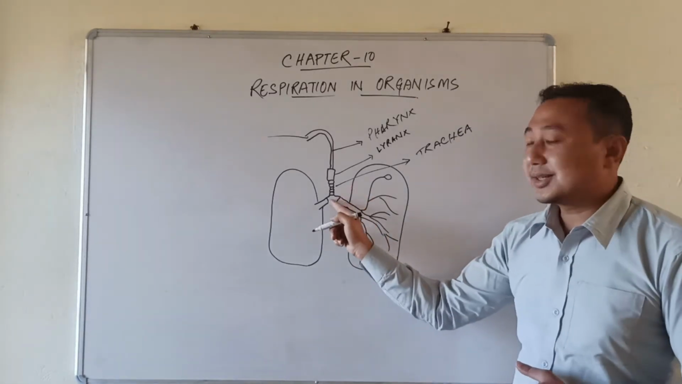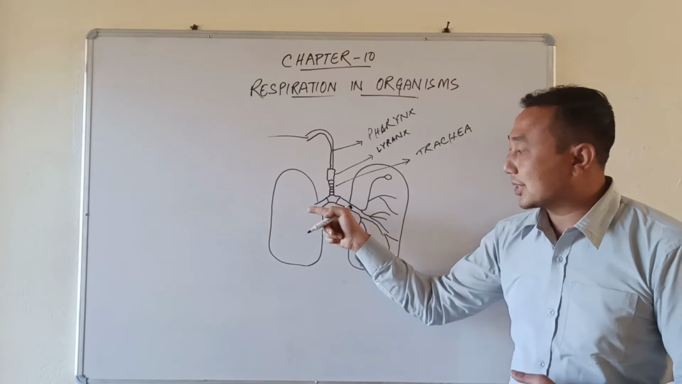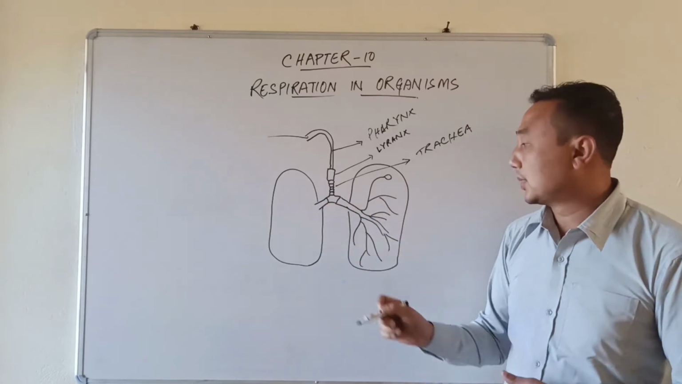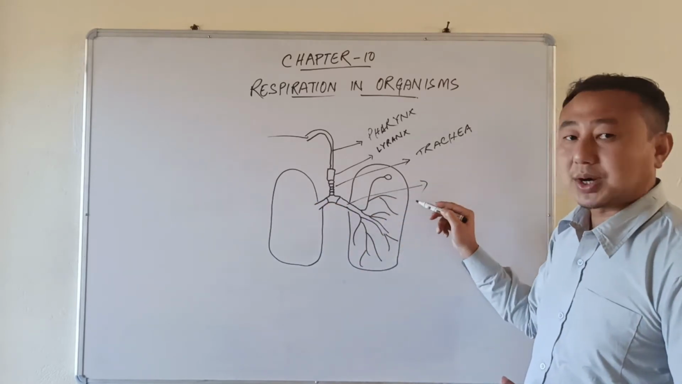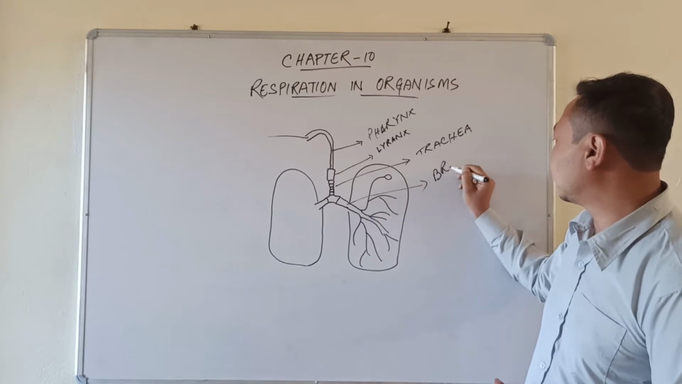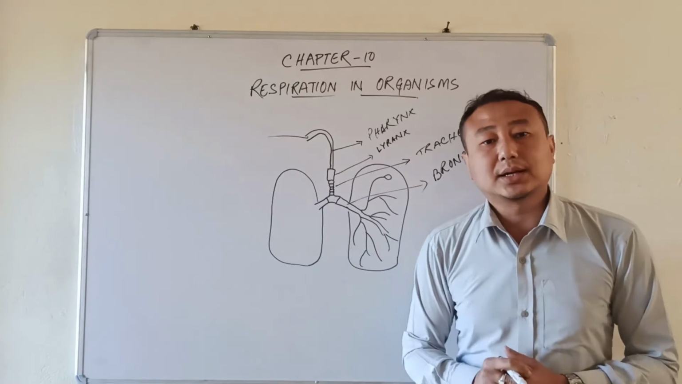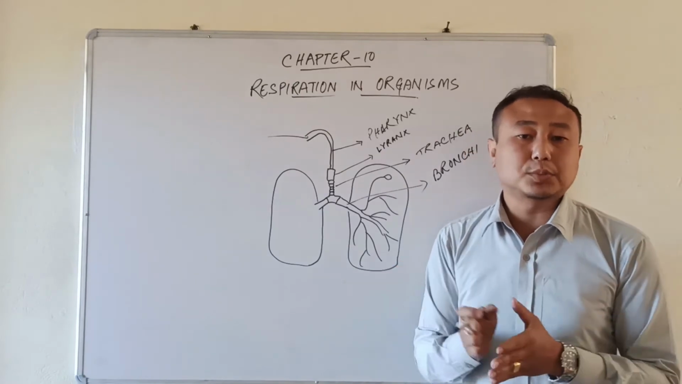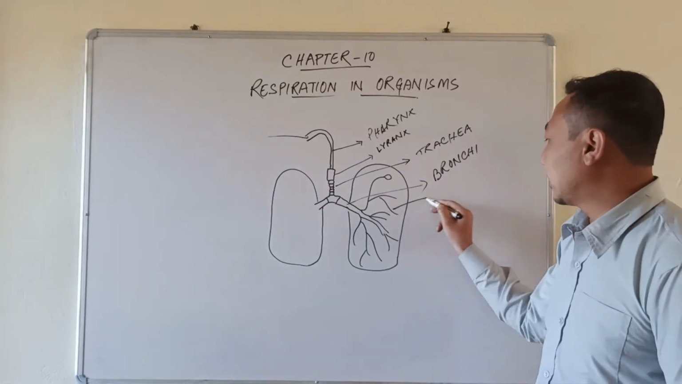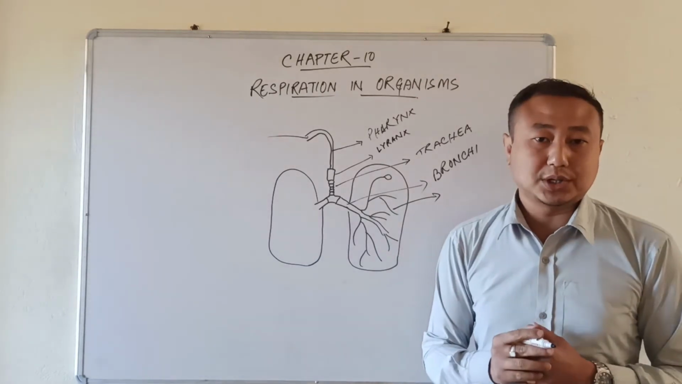The trachea is divided into two branches. Each branch will enter one of the lungs. This branch is known as the bronchi. Inside the lungs, the bronchi is again divided into small branches. These branches are known as bronchioles.